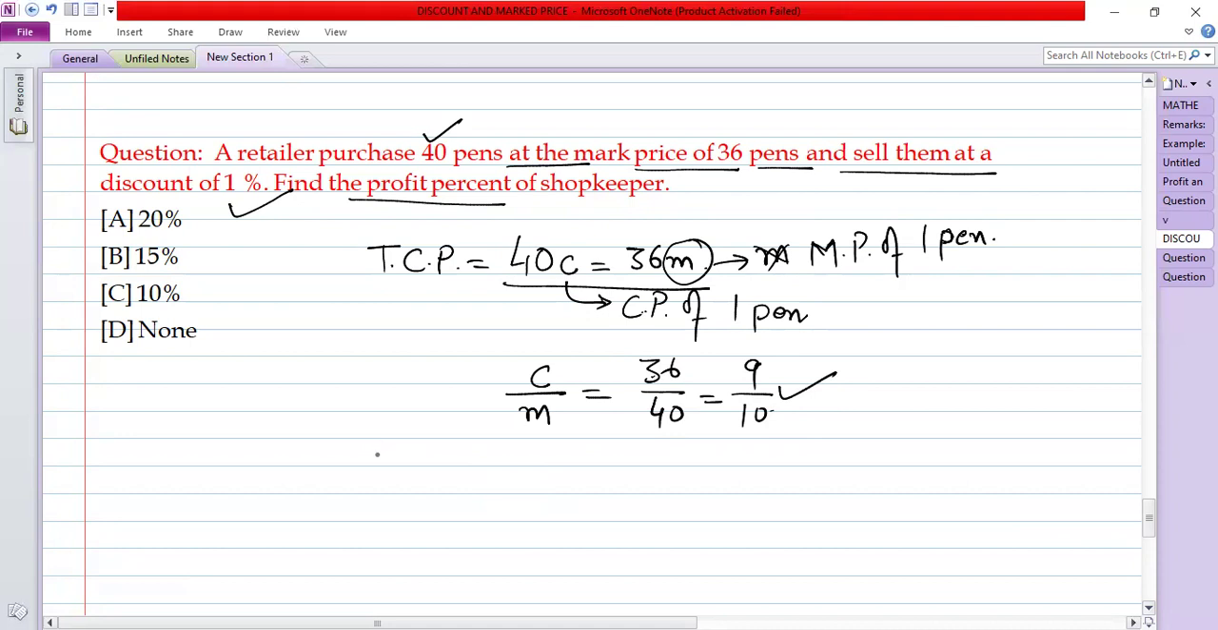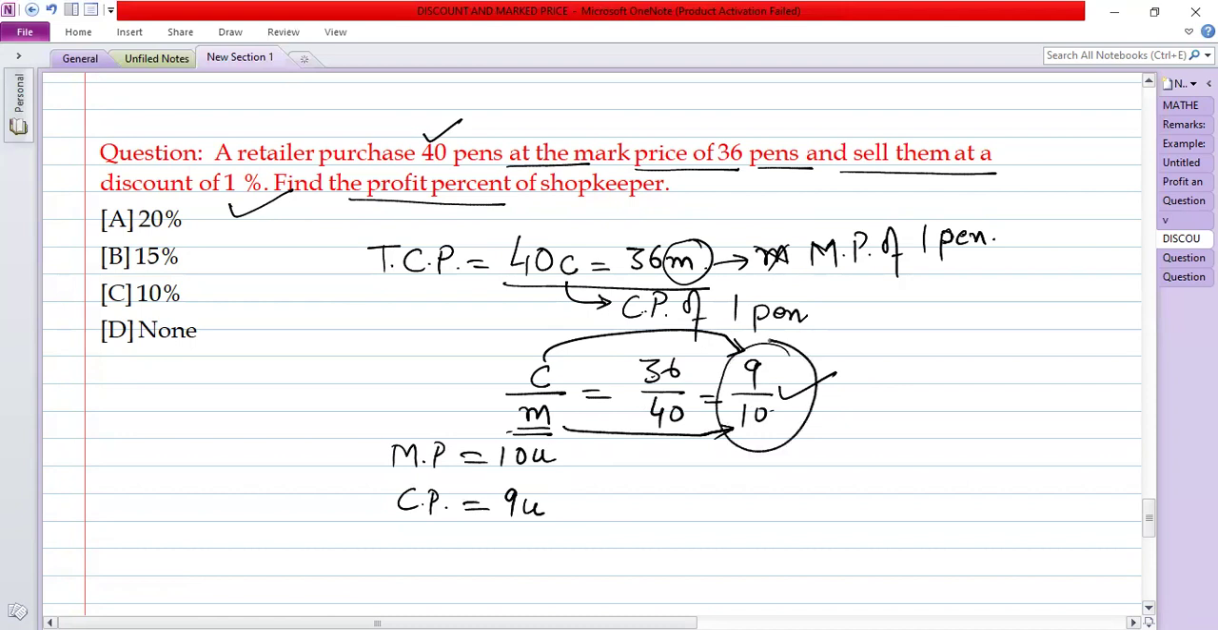Now, what is the meaning of this ratio? It means that if the marked price M is 10 units, then what is our cost price? The cost price must be 9 units. So this is the meaning of this ratio.